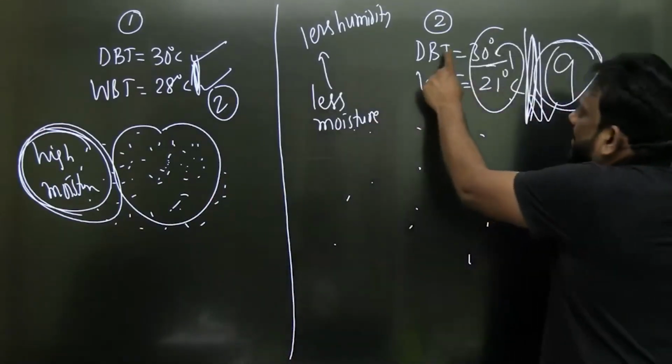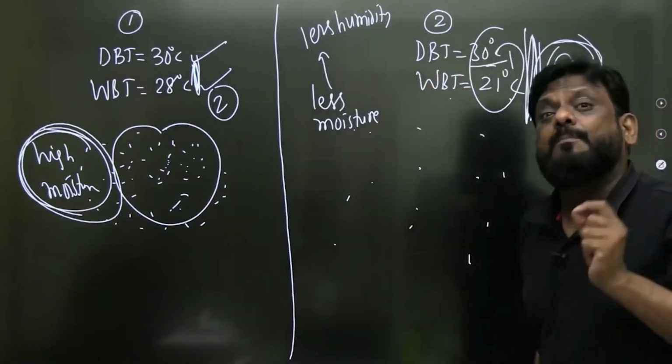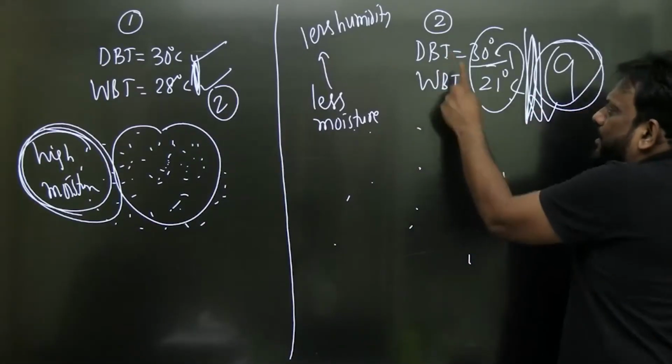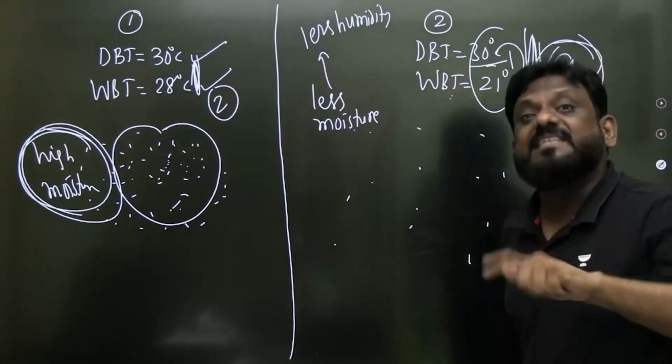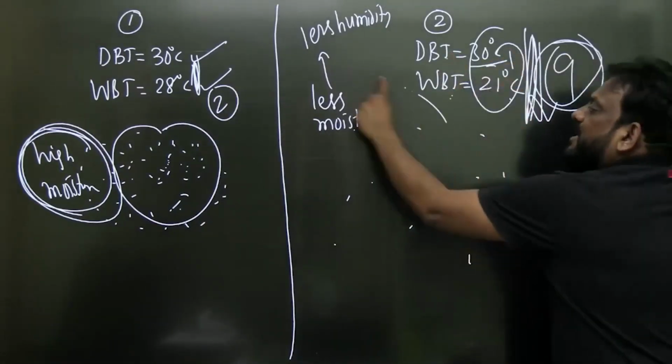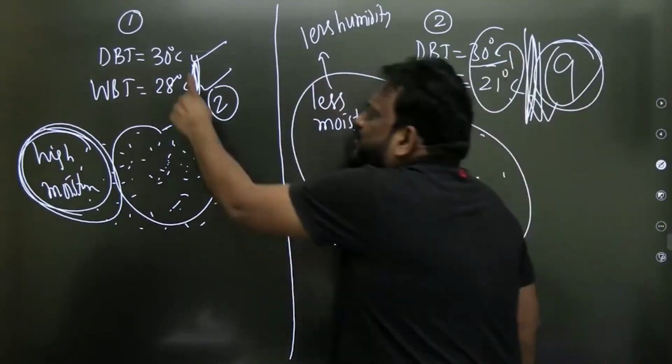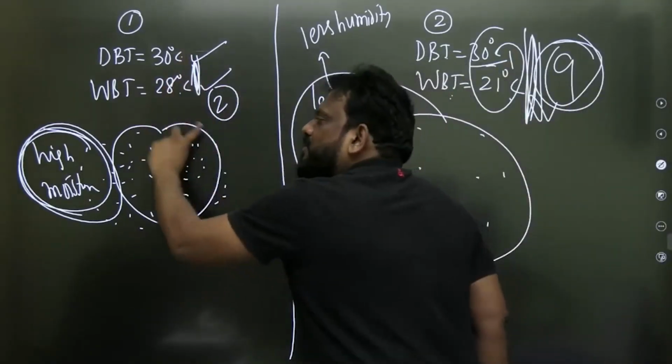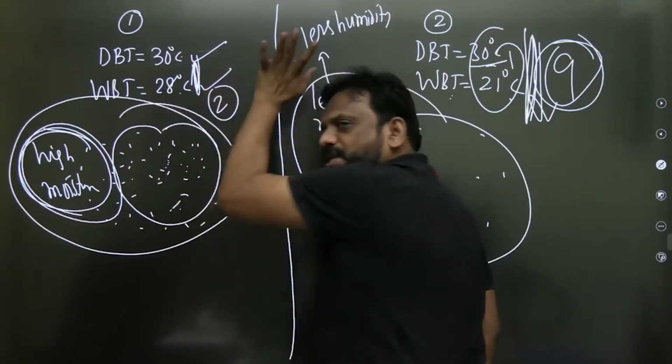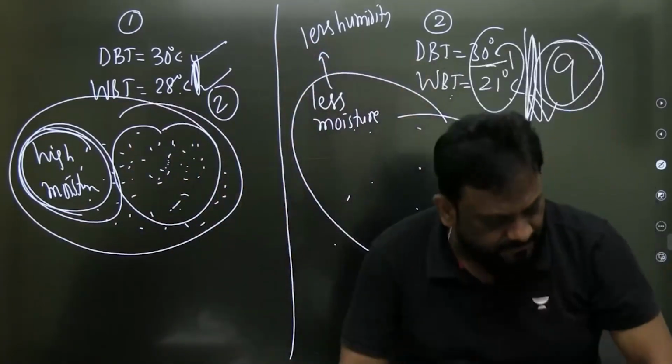If the difference between dry bulb and wet bulb, which is known as wet bulb depression, is large, that means the moisture content in air is very less. If the difference between dry bulb and wet bulb is small, the moisture content in air is very high, it is close to saturation. Is it clear, my dear students?